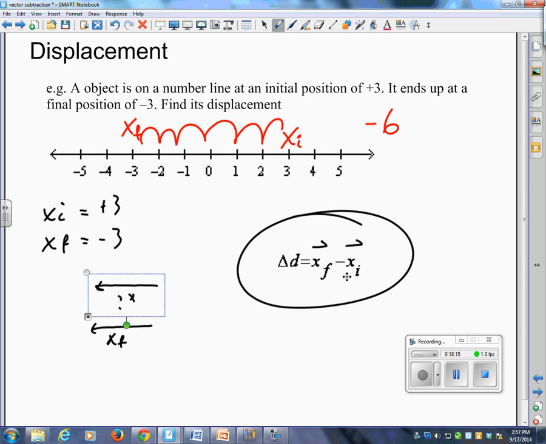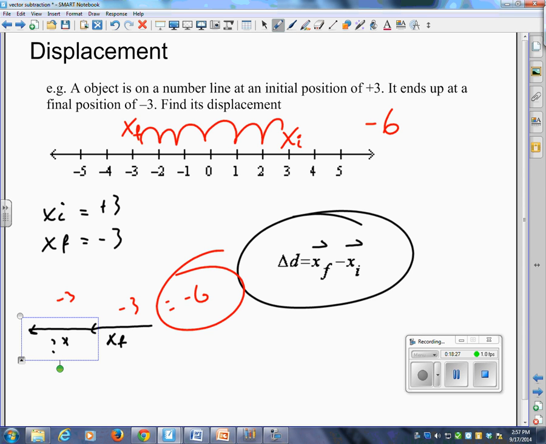And I have to add it to xf. How do I add it? Tip to tail, which is -3, -3. It's displacement of -6, right? Yeah. I just did vector subtraction to figure out this real simple one.